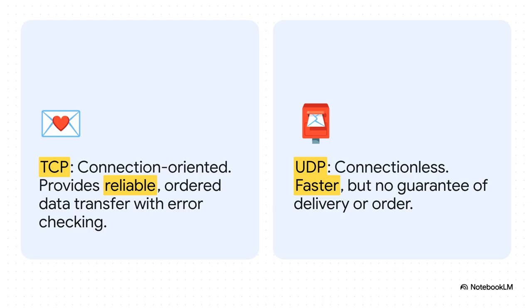UDP, on the other hand, is like throwing a postcard in the mailbox. It's fast, you just fire it off and hope for the best. This is perfect for stuff like video streaming or online games, where a tiny glitch isn't the end of the world, but speed is everything.